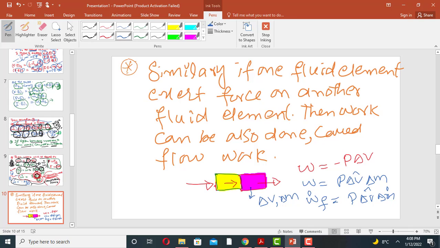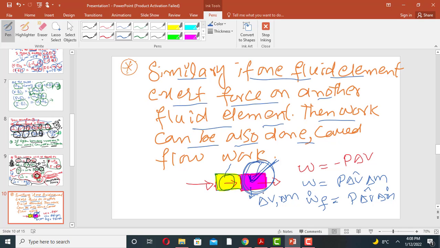Similarly, if one fluid element exerts force on another fluid element, then work can also be done. Suppose this is one element of the fluid, and this is the other element of the fluid. If this yellow element exerts some force on this red element, then work can be done on this fluid element with the help of the yellow element. This is known as flow work.